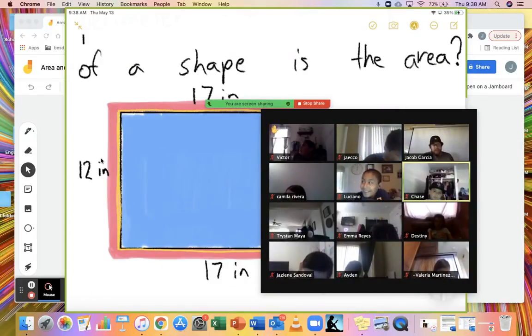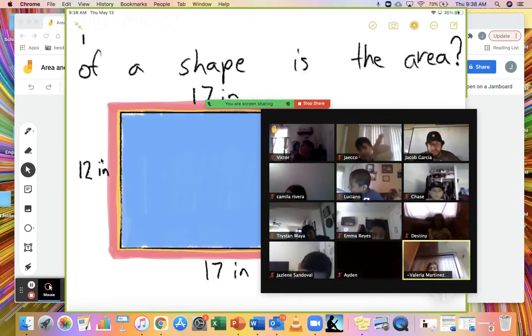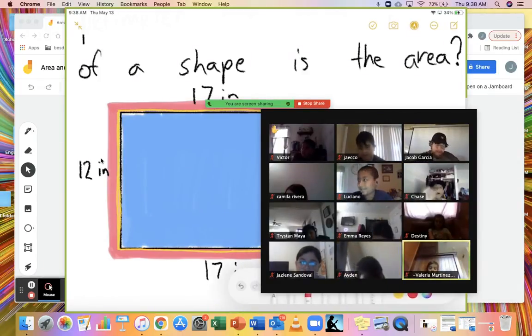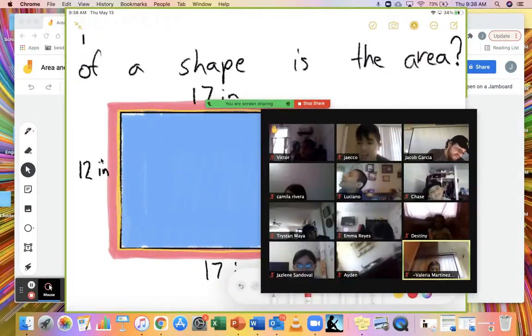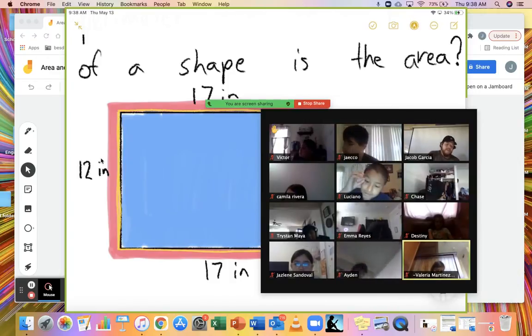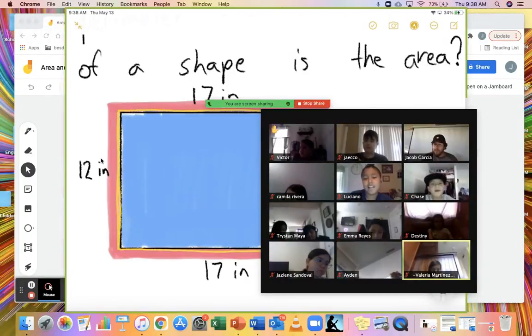Is that our correct answer? Is that correct? No. Why is it not correct? You have to put inches. We have to put inches. When we are talking about measurements, we have to put inches or it will be incorrect.